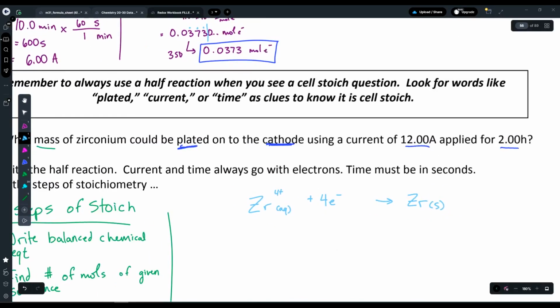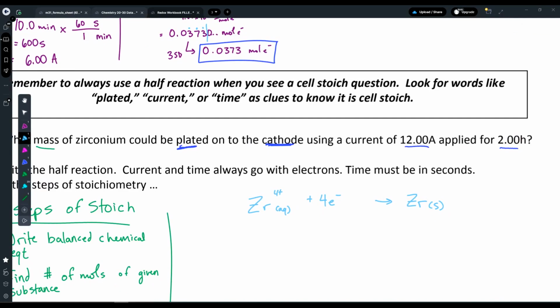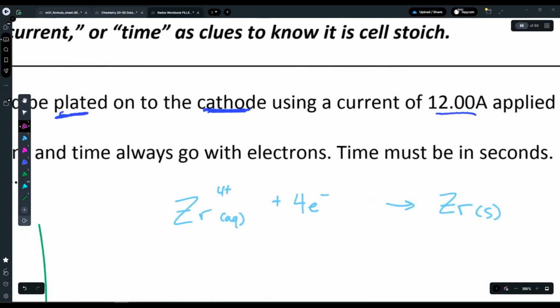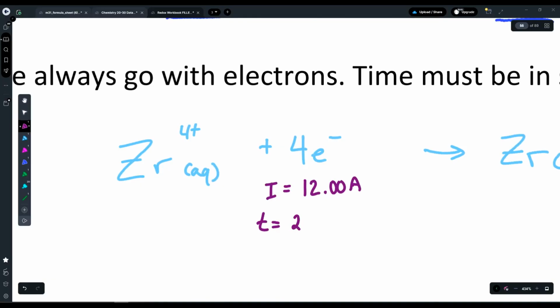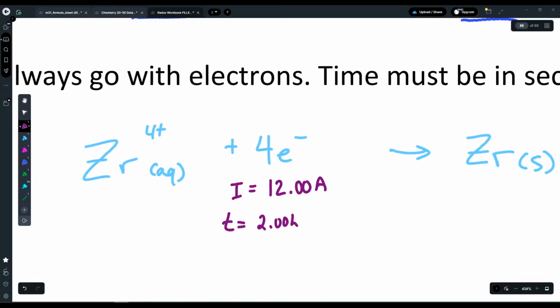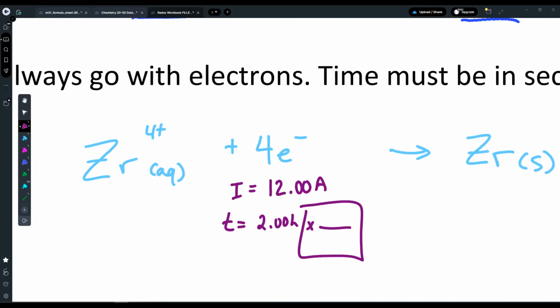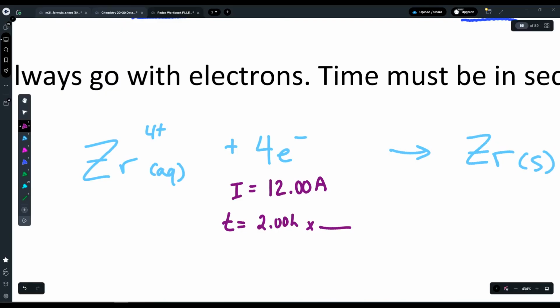Now I'm just going to organize my information here. We're given current, which belongs to the electrons, of 12 amps. It's applied for 2 hours, so that's time, and time should be in seconds, so we need to convert this. You can either use 2 conversion factors, which is what I call these things, or you could do it in 1. I'm going to show you how you would do it using 2 as well as 1.